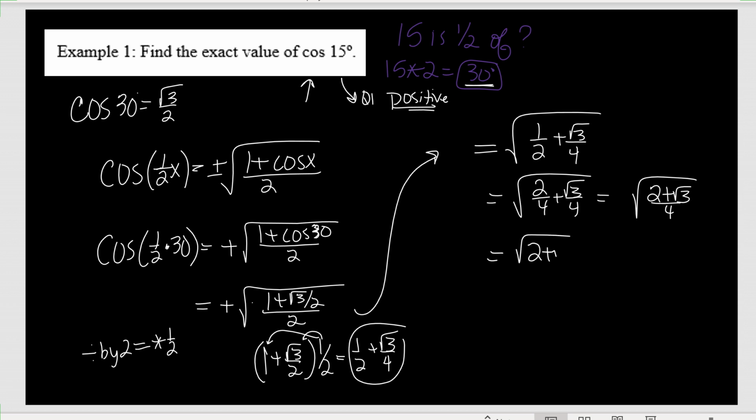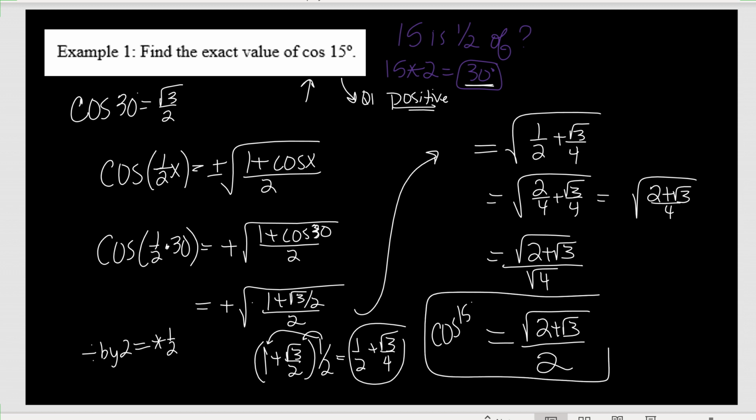So you could separate the numerator under the square root divided by the denominator under a square root, giving us our final answer, the cosine of 15 degrees equals the square root of 2 plus the square root of 3 all over 2. That's your final answer. Now, sit on that one for a minute before you move on to the next example.